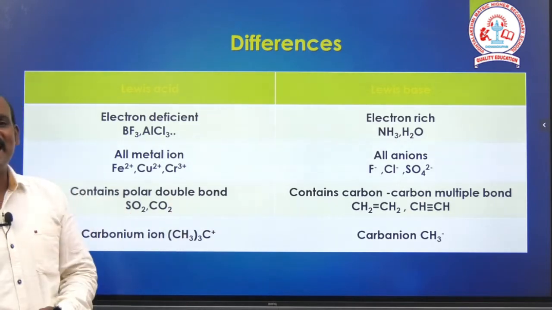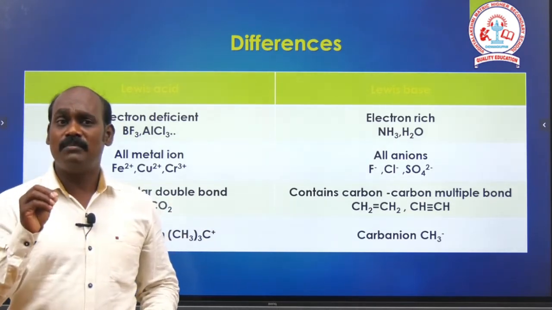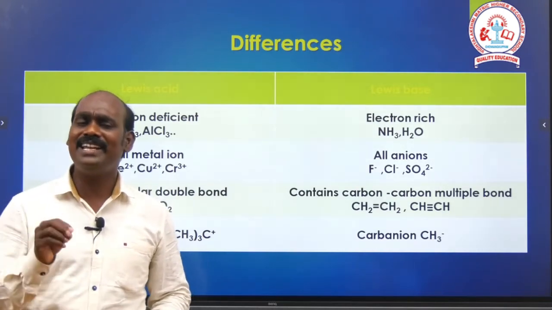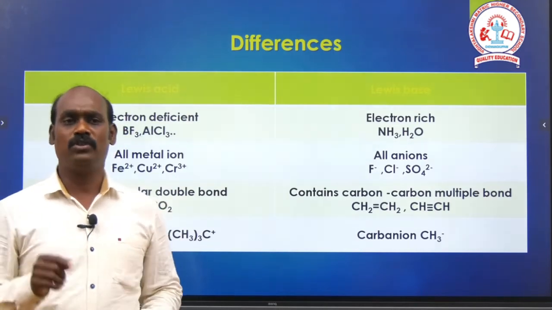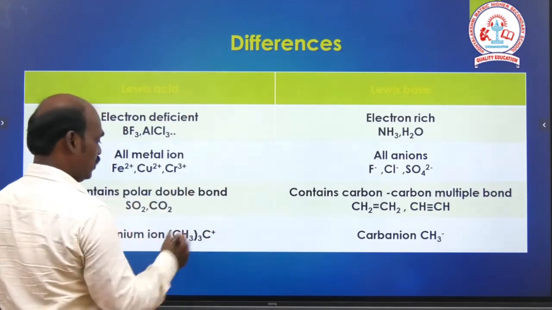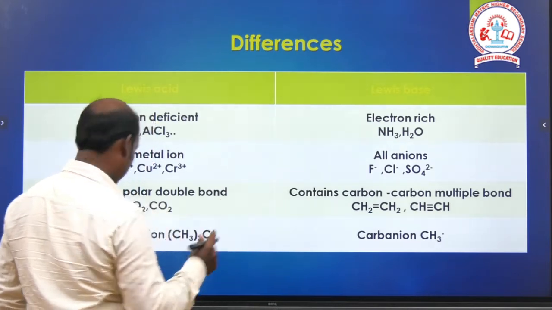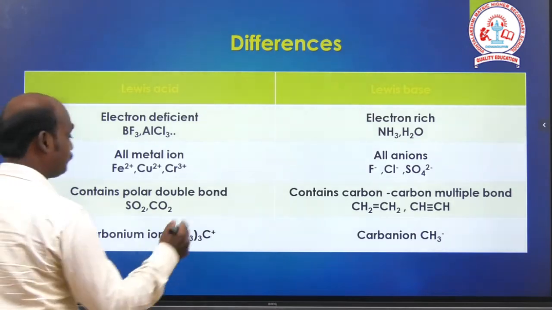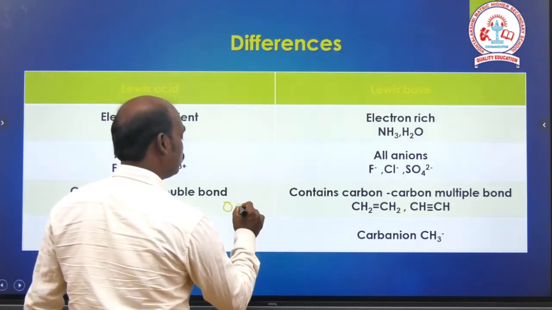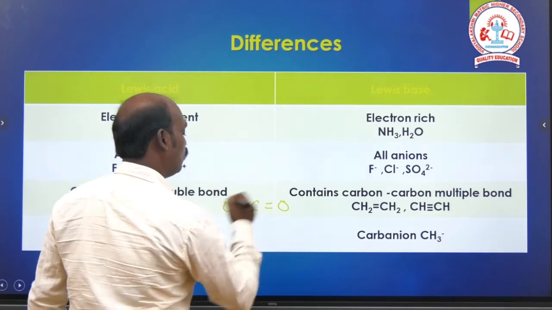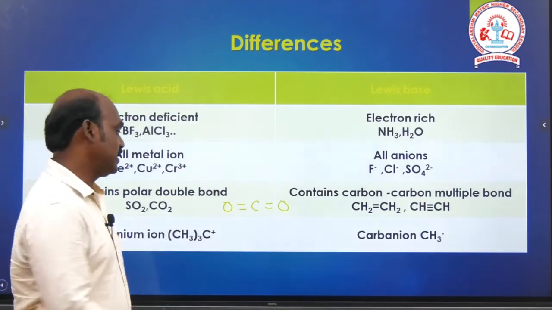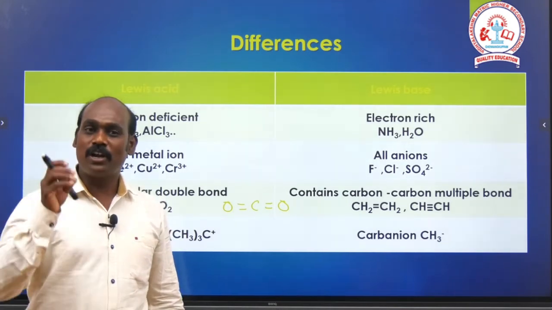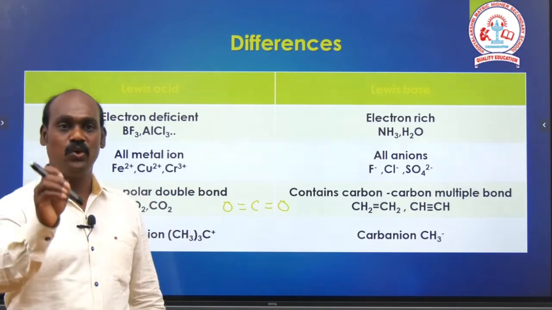Then Lewis acids containing multiple bonds. Here carbon dioxide contains C double bond O, double bond O. What is the structure of carbon dioxide? O double bond C double bond O. So this is the structure of carbon dioxide. See here the oxygen and carbon have multiple bonds. Okay, so if the compounds have multiple bonds, they behave like Lewis acids.